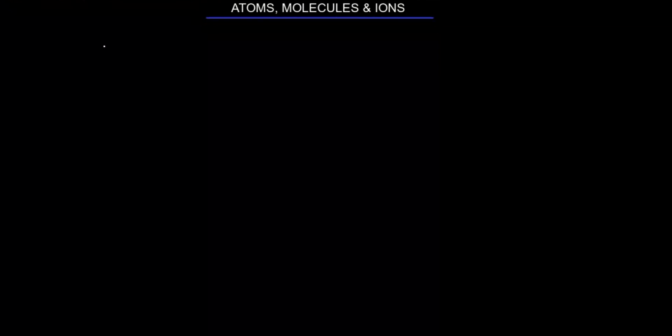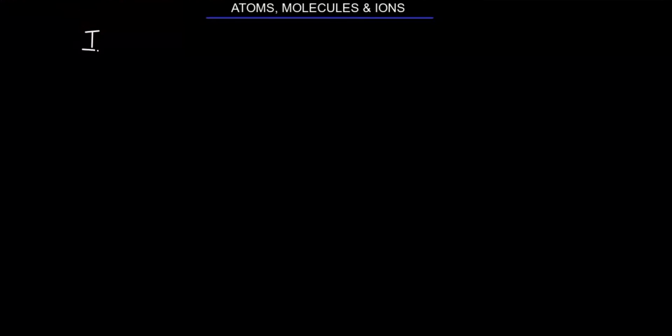For example, take note that the chemical symbol for iron, which we know before, is Fe. This Fe represents what? One atom of iron.